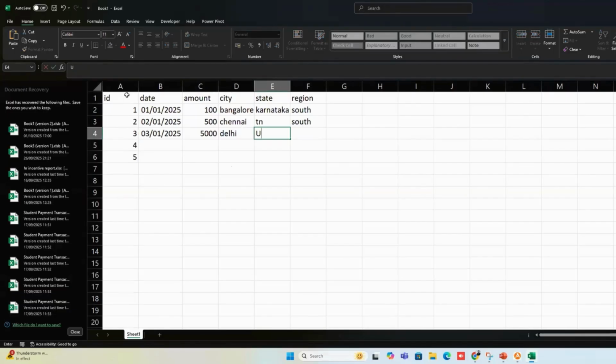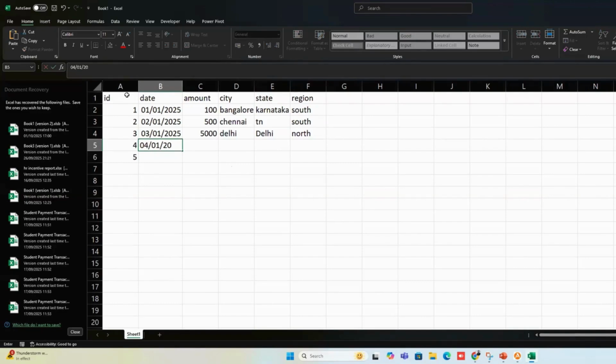What state is Delhi? Delhi only. It's a UT, sir. North India, sir. I know North, but is it UP or Delhi, sir? Delhi is a Union Territory, not a state. Okay, all right.